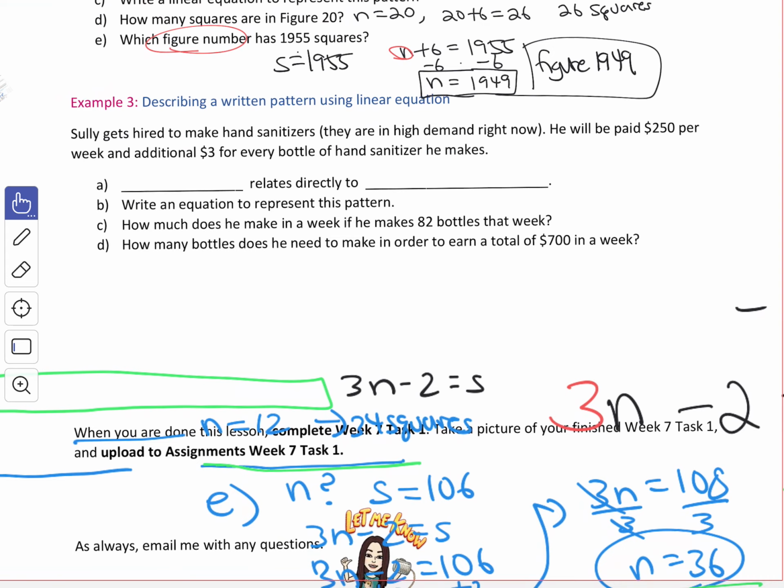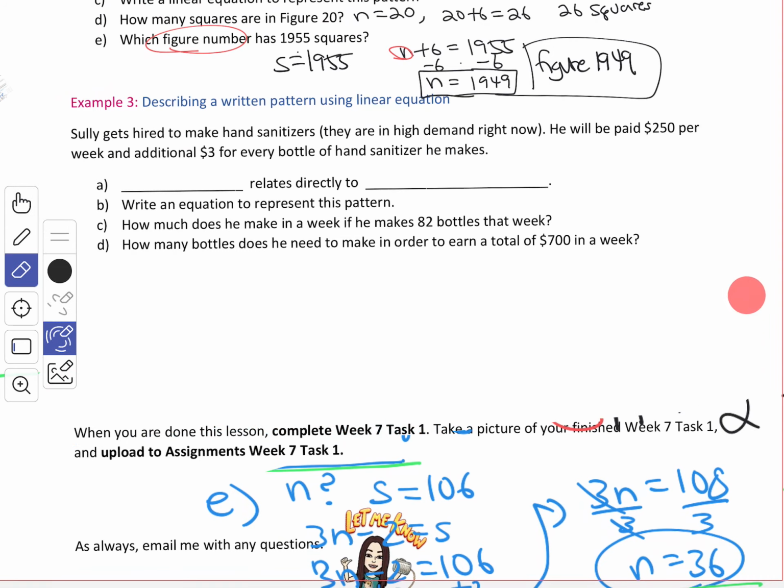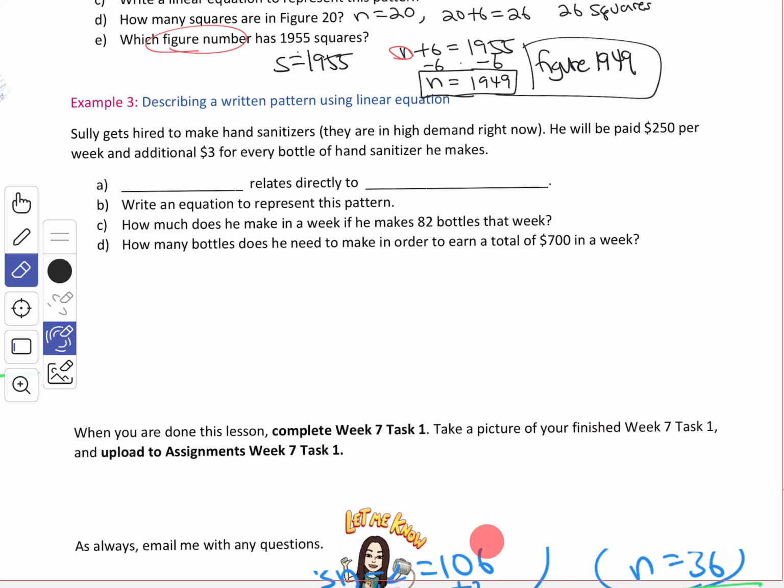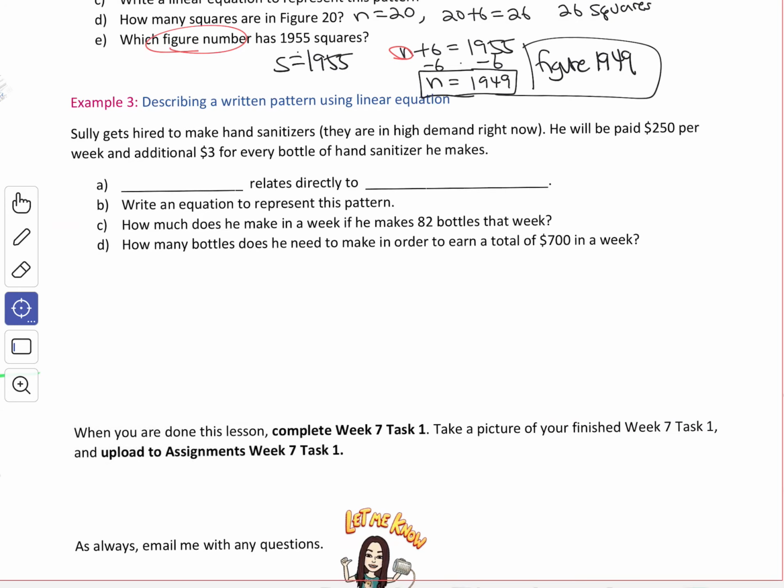Okay, let's move on to example number 3, our last example. Sometimes it's not going to be given to you in pictures, it's going to be given to you in words. And as we do this, you're going to see that, hey, we've actually seen this before when we did word problems with linear equations. So we have been working with patterns before.